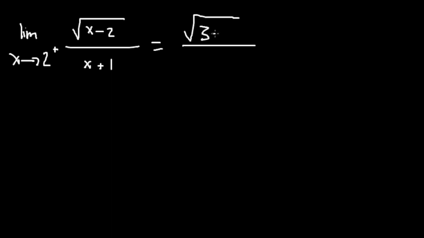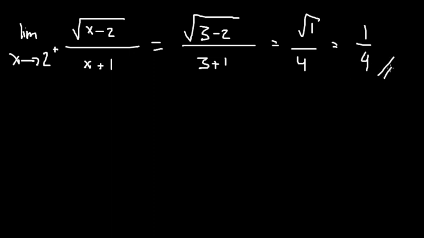So it's going to be the square root of 3 minus 2 over 3 plus 1. So it's going to be the square root of 1 over 4, which is just 1/4. Now, we have the value of our right hand limit.